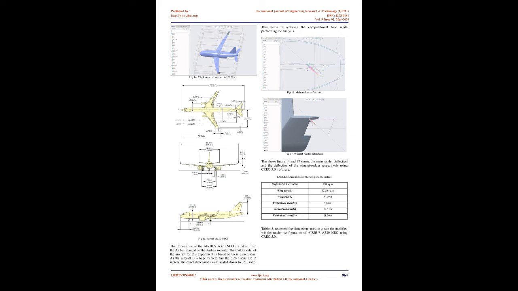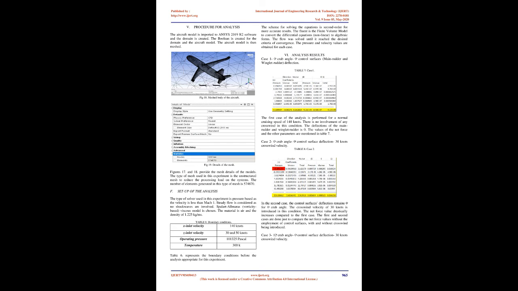V. Procedure for analysis. The aircraft model is imported to ANSYS 2019 R2 software and the domain is created. The Boolean is created for the domain and the aircraft model. The aircraft model is then meshed. Figures 17 and 18 provide the mesh details of the models. The type of mesh used in this experiment is the unstructured mesh to reduce the processing load on the systems. The number of elements generated in this type of mesh is 574,870.